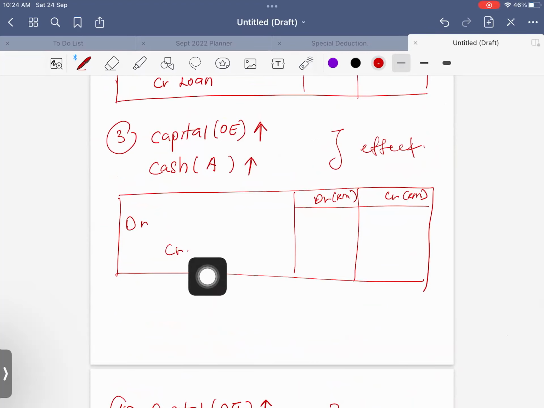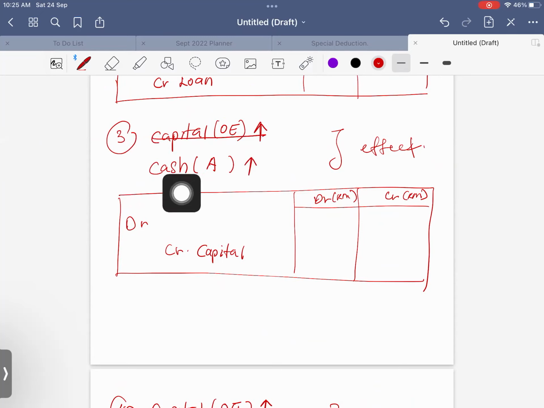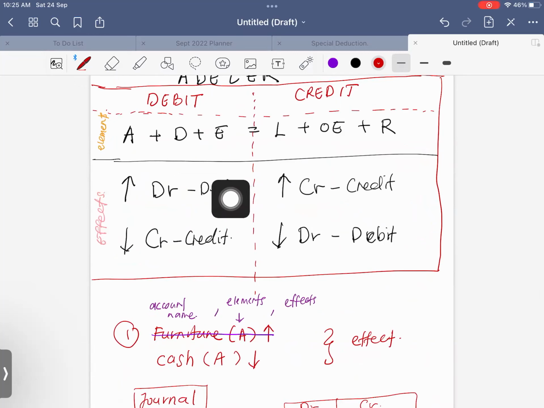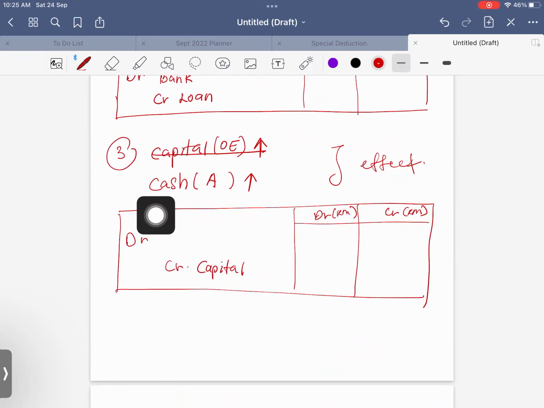So, what is the account for OE? Capital. So, put capital on credit side. Why the credit? Sebab OE is increasing. Kalau tengok formula tadi, kalau OE increase, credit. Okay, then dah record. Now kita ada cash. Cash, asset. Asset increasing. Memang obvious dah. Memang kalau you banyak kali buat the question, you know already asset is this side. Asset increase akan debit. So, what is the account that will debit it? Cash.